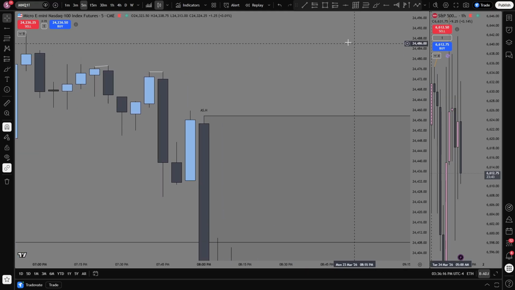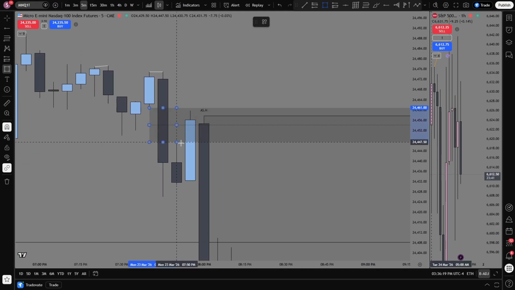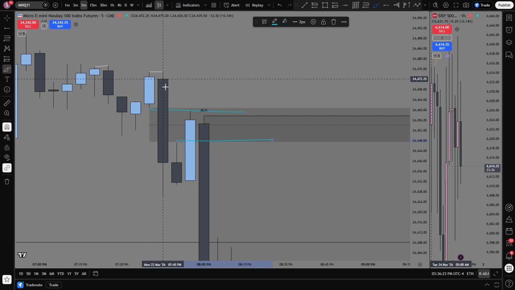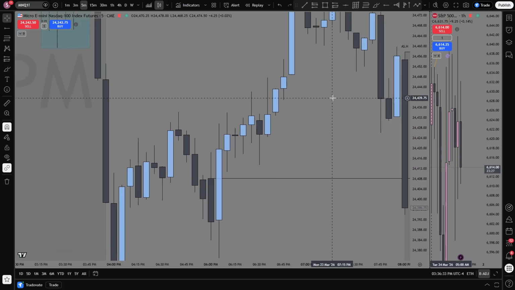Boom, right here. We have our gap in the middle. Our lines right there, lines right there. There's an empty space in the middle here. That is a fair value gap. Price comes in the middle, boom, moves out. So these are very easy.